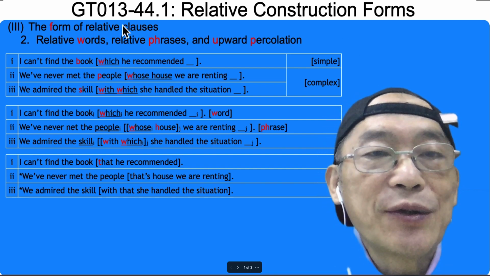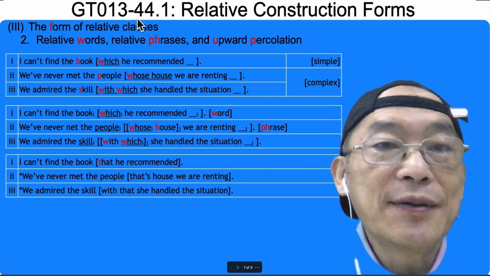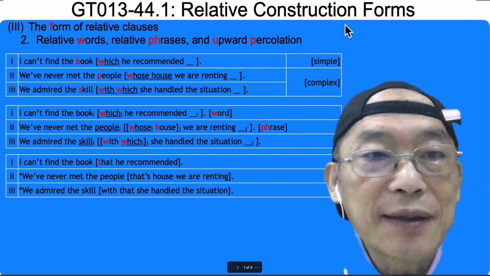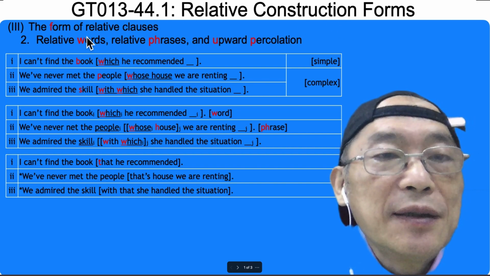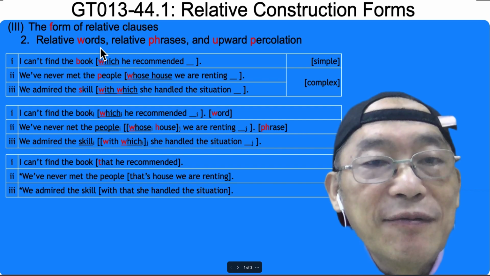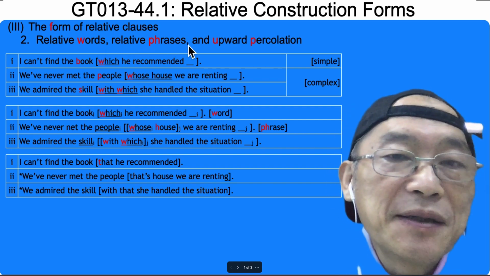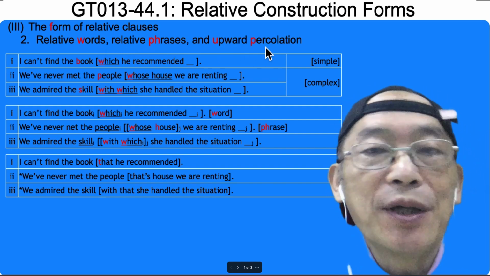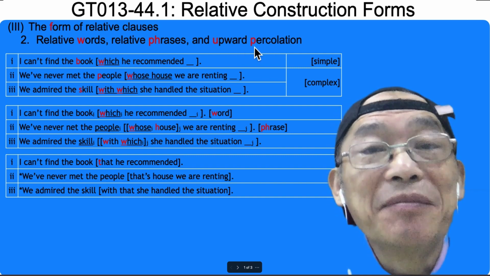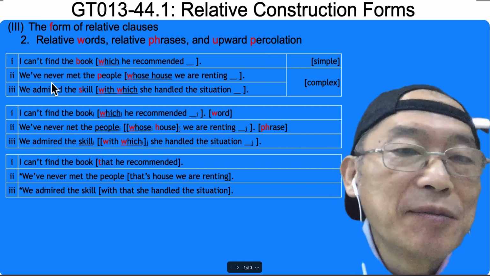Welcome to this grammar trick number 13-44 on relative construction forms. So let's get started. So forms, we have relative words, phrases, and upward percolation inside the content clause. Relative clause. Upward percolation. Let's check.